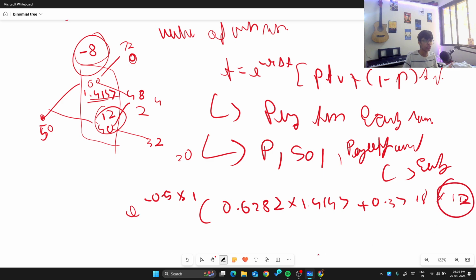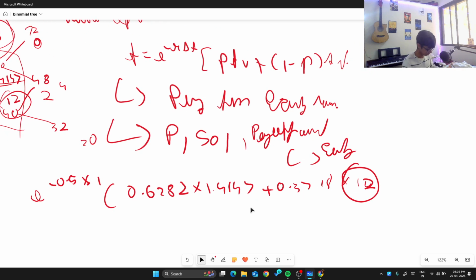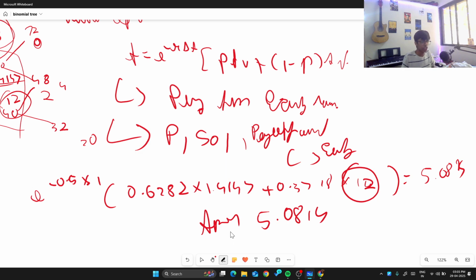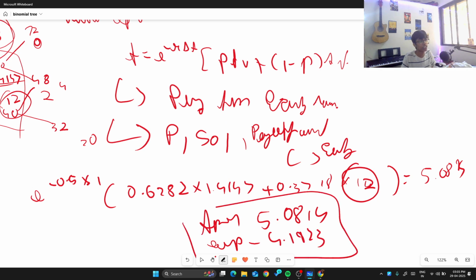So here is the difference, and then 12, and that gives us a value of 5.0894. So the American price is 5.0814 and the European price was 4.1923. So you can see there is a difference. The American option is always a little bit more expensive than the European because of the incorporation of early exercising, right?